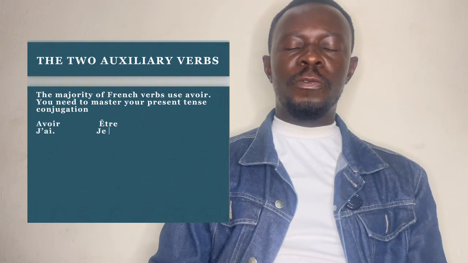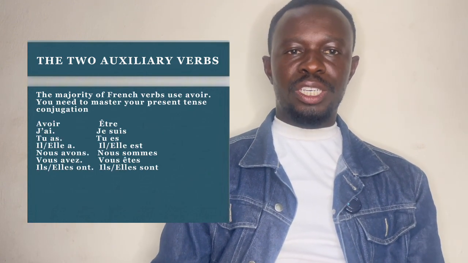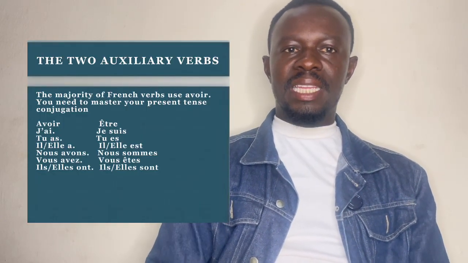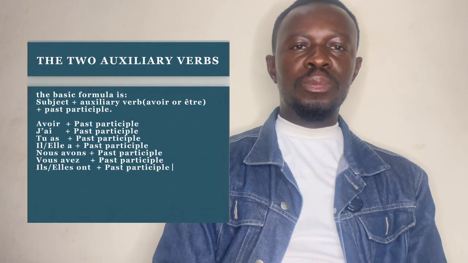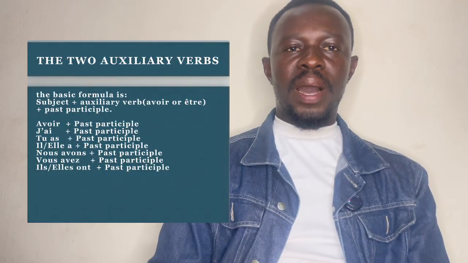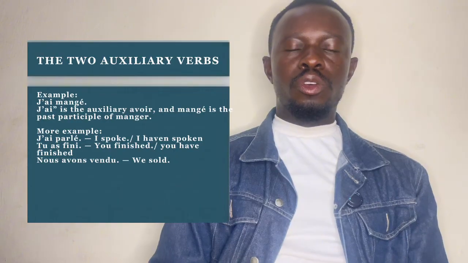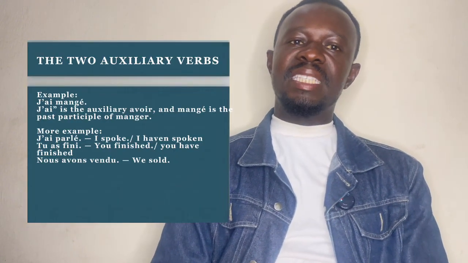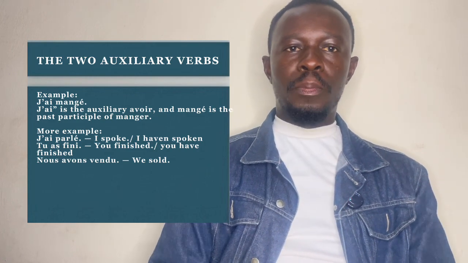The majority of French verbs use avoir. You need to master your present tense conjugation. That's j'ai, tu as, il a, and the same with être. Now, here is the basic formula. We say subject plus auxiliary verb, avoir or être, plus past participle. For example, j'ai mangé. So j'ai is the auxiliary avoir in the present tense, and mangé is the past participle of manger.